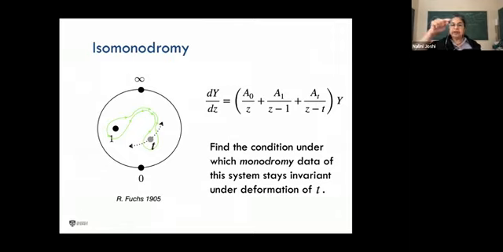And I hope you've heard of the word monodromy before. It's expressing how a fundamental solution changes as you go around one of these singularities. Of course, you can always change your basis of solutions. So really it's the invariant data, the trace and the determinant of that change that matters. And those are typically called monodromy data. And he found conditions under which such monodromy data would stay invariant.